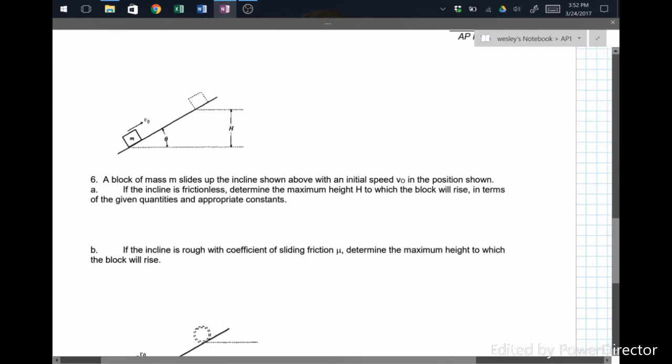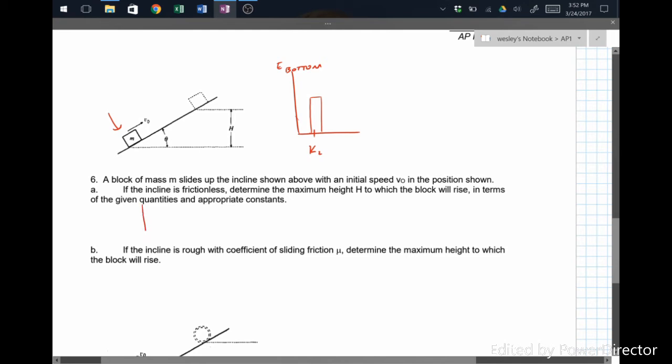So we're going to send a block up this incline. If we look at this block going up the incline, we're going to start down here. So let's look at the energy at the bottom. The energy at the bottom, this is just a block, is all linear kinetic energy. And that's all that we have going on.